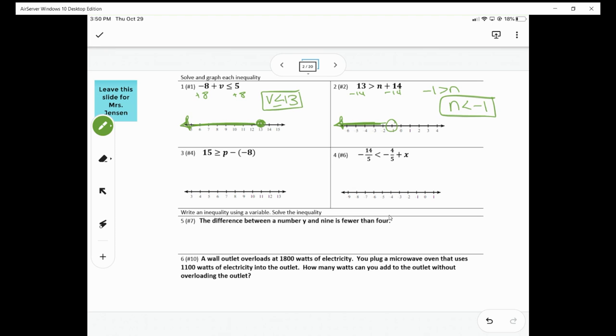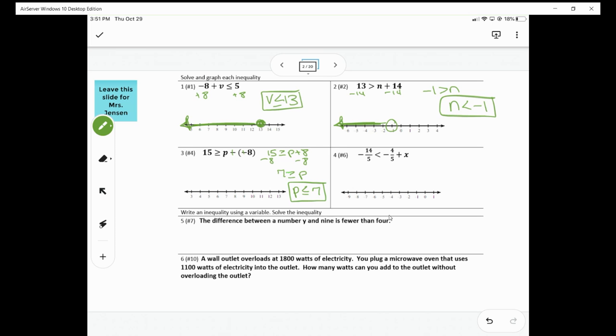For number 3, 15 is greater than or equal to p minus -8. When we have minus a negative, this changes to adding a positive. So now on the side with the variable, we're adding 8 to the variable, so we're going to subtract 8 from both sides. Again, we have the variable on the right, so let's read from right to left. P is less than or equal to 7.